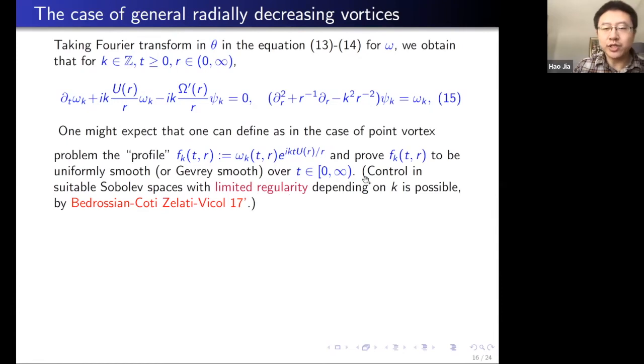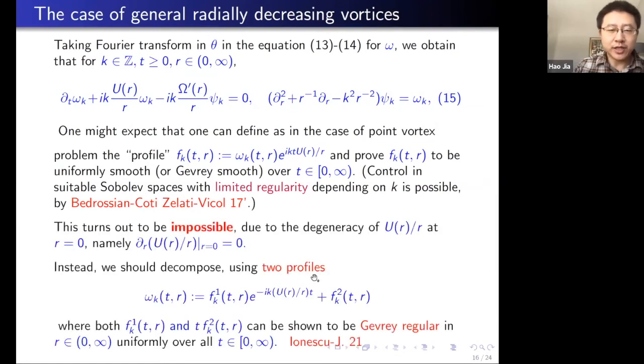But it turned out, this was attempted in a very significant work by Bedrossian, Coti Zelati, and Vicol, who proved that this F_k defined like this will have some limited regularity depending on k in Sobolev spaces. For a while, it was not clear if it's a technical issue or a real difficulty that one cannot do it for infinite smooth space, to have a smooth control on F_k, because that's what is required for nonlinear analysis. For nonlinear analysis, we require Gevrey space. So to reach Gevrey regularity for the linear analysis is a milestone. But this turned out to be impossible.